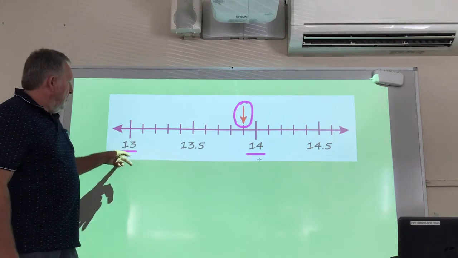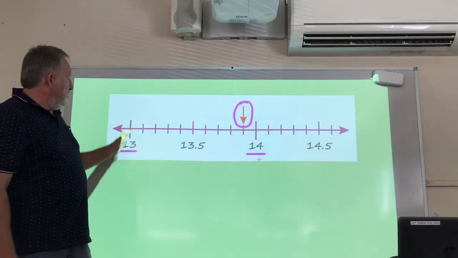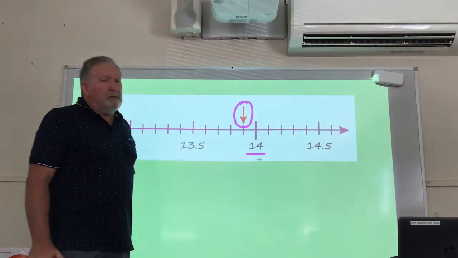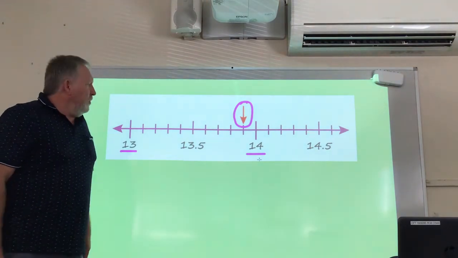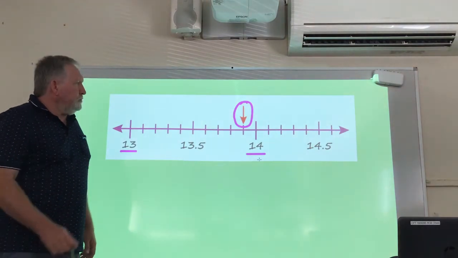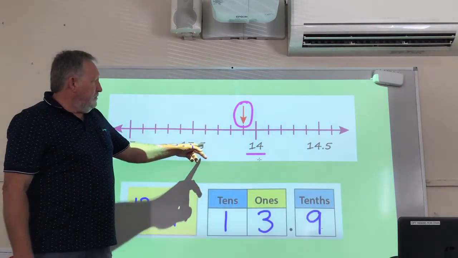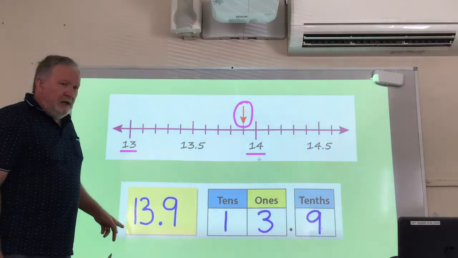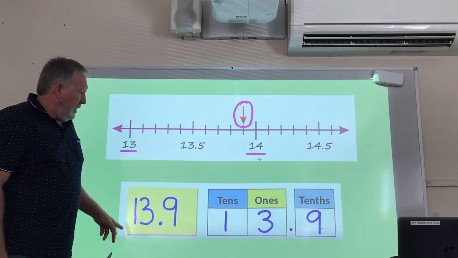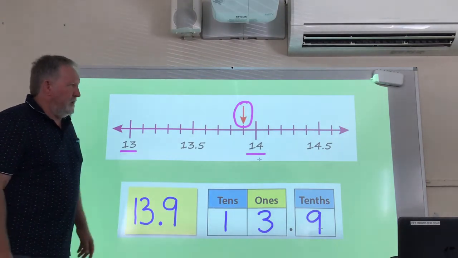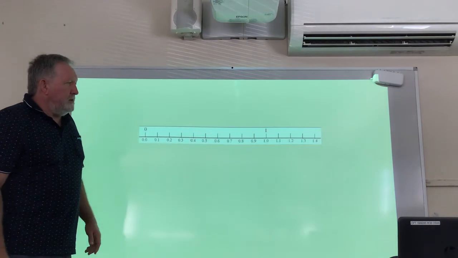This number line here represents 13 at this point, 14 at this point. And so the arrow indicates a decimal that falls between 13 and 14. It's close to 14, halfway is marked. In fact, it is 13 and 9 tenths. And we can see how it's represented here. So you might find number lines useful.